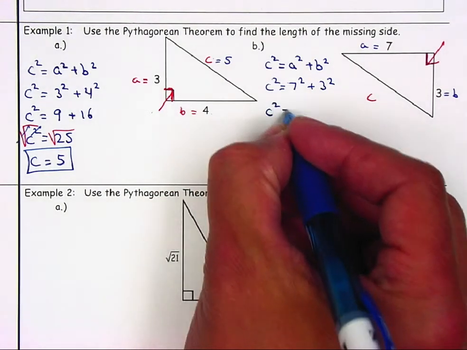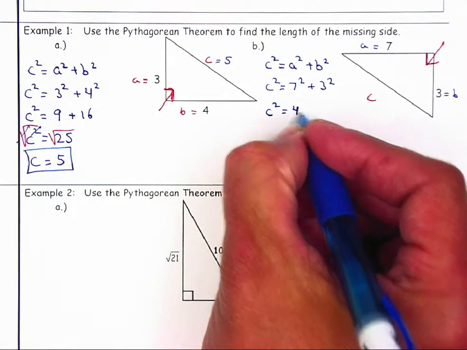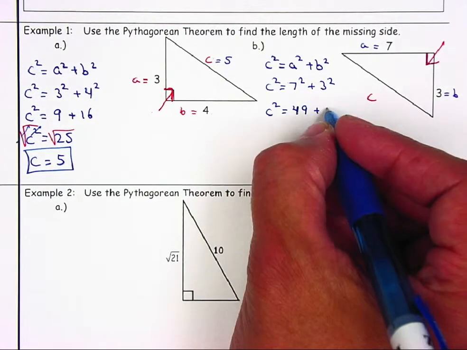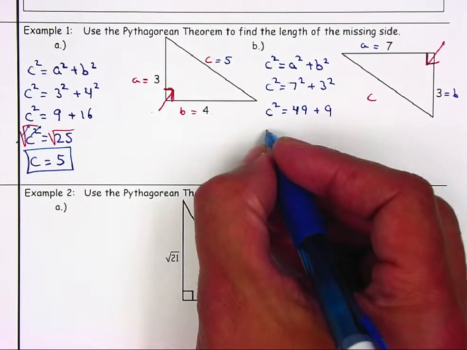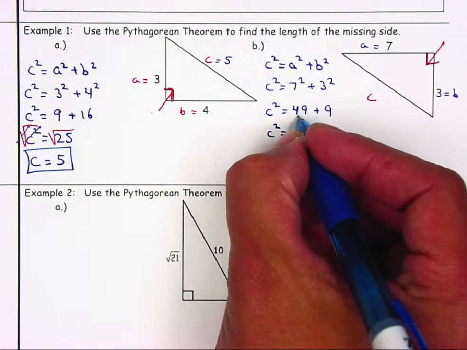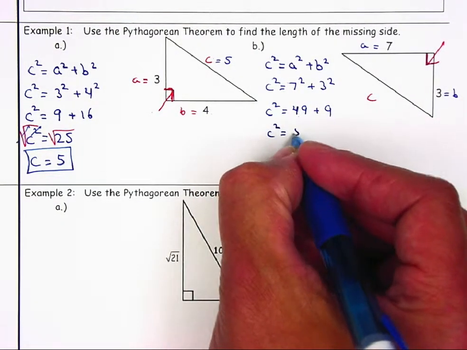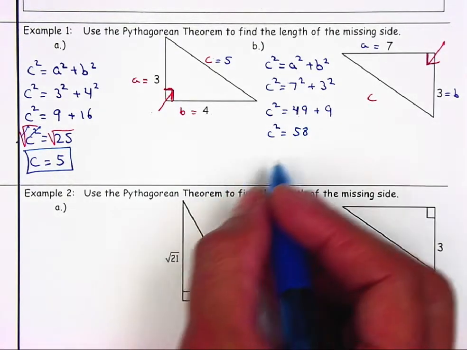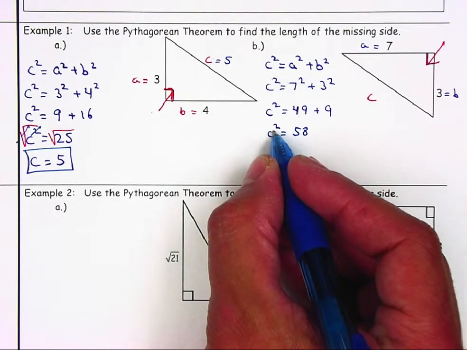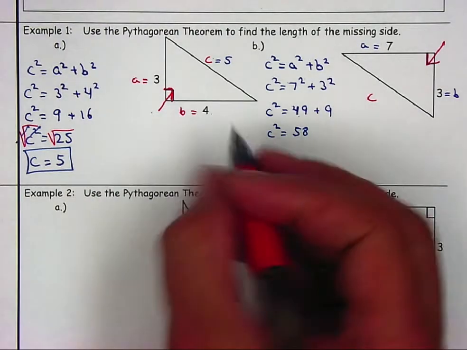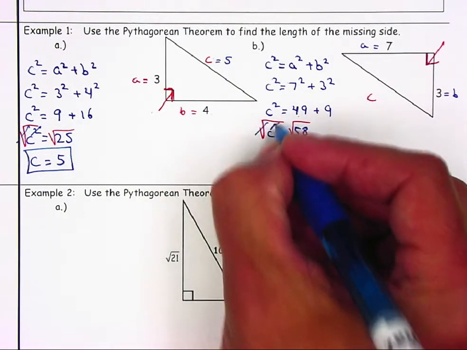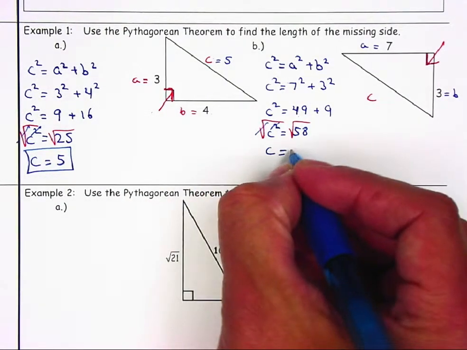C squared is equal to 7 squared is 49 plus 3 squared is 9. We add them, 49 plus 9 will be 58. Now, I need to be able to get rid of the square. To get rid of the square, I'm going to take the square root on both sides. The square root and the square cancel, so therefore C is equal to the square root of 58.